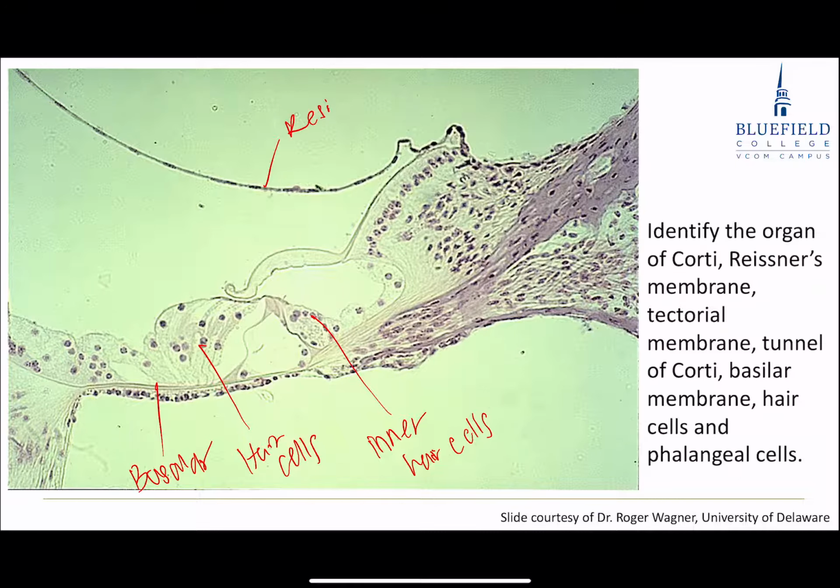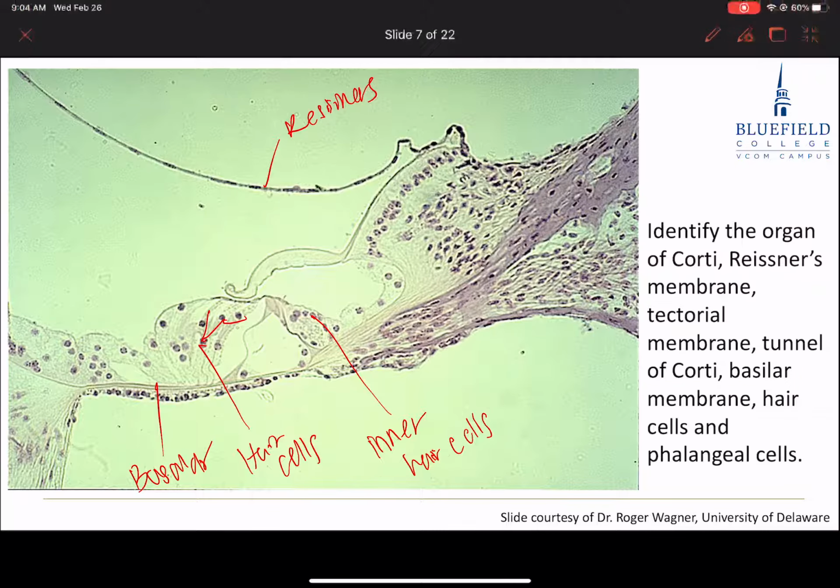I'm having a hard time differentiating between the hair cells and phalangeal cells. The hair cells are always going to reach all the way up to the surface here. The nuclei right above the pointer here will be my three hair cells. They're always going to be the superior-most nuclei. There's typically three; almost every time you'll see three.